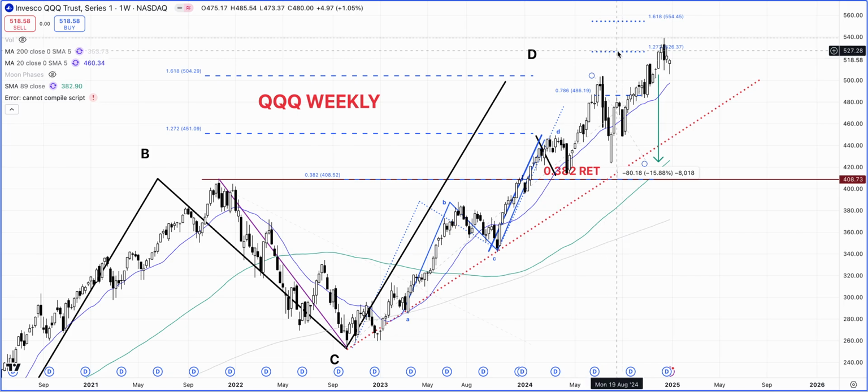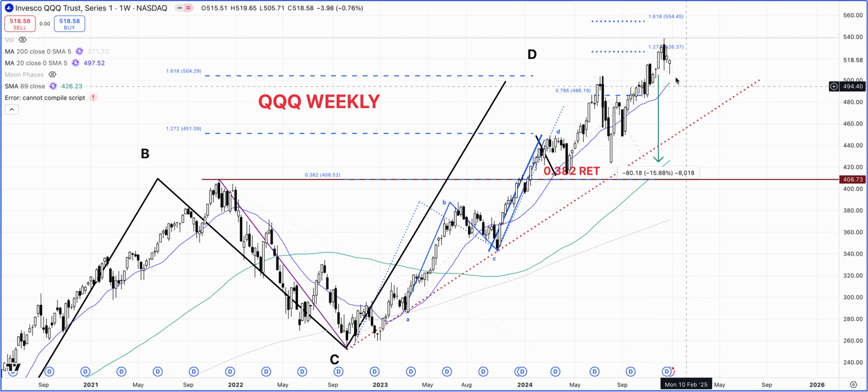And we had actually hit the 1.272 expansion. So the chances are we are seeing a pullback after hitting this level, but we could still hit 554, which is going to be the 1.618 expansion.